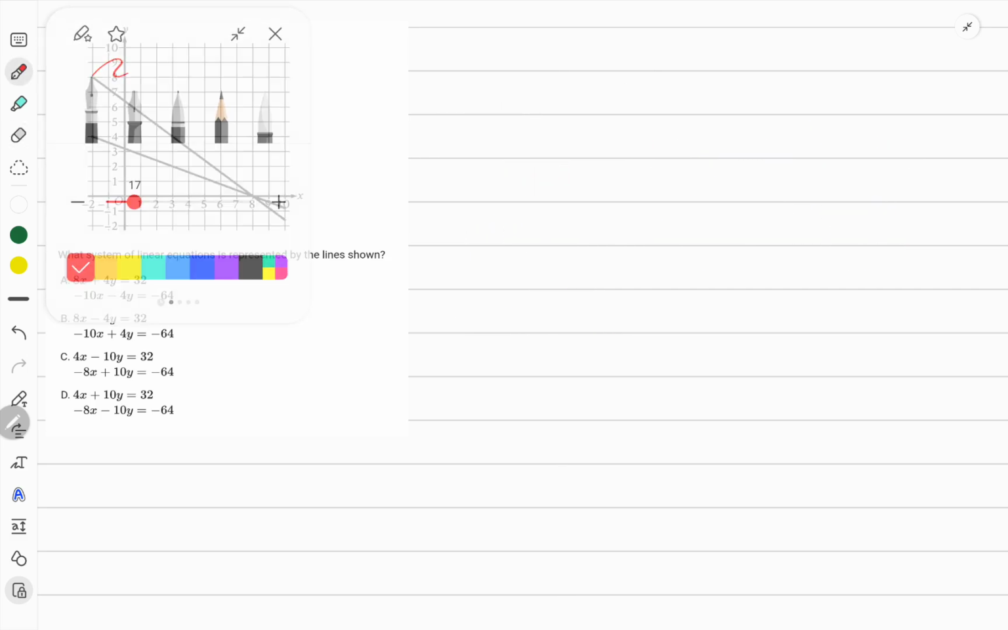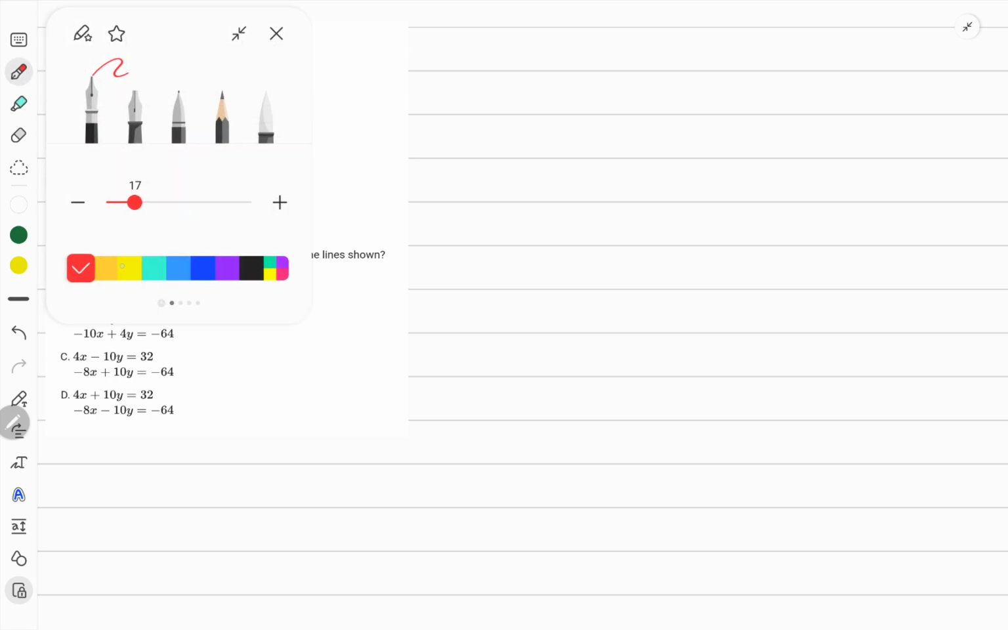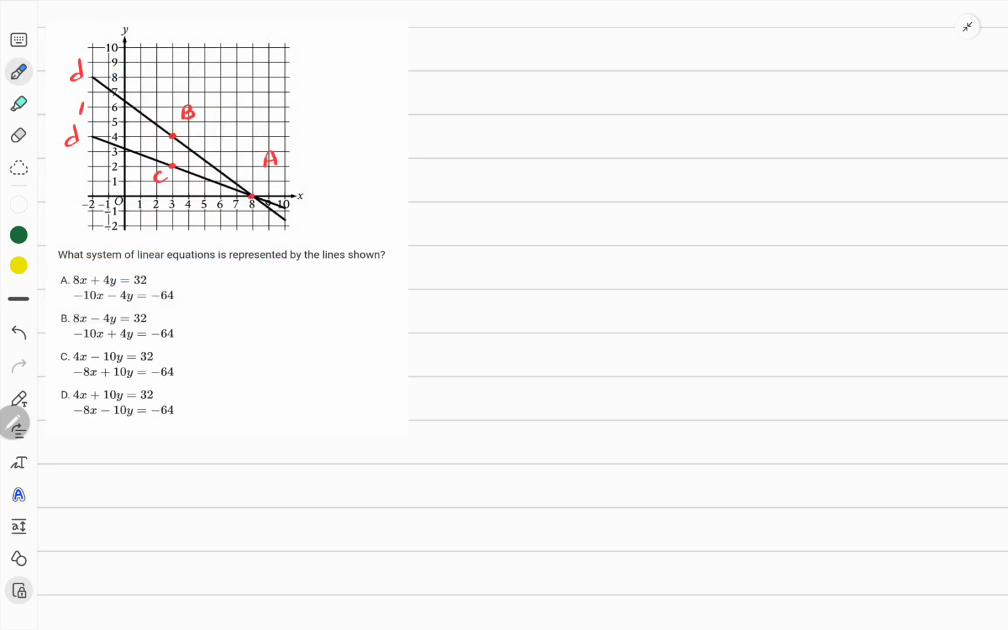Let's call these two lines D and D prime, and we need 2 points on line D. The first one can be here. Let's call this A, and another safe point is B. And for line D prime, we already have A, and another point can be here, C. And write the coordinates of point A, which is 8 and 0. Point B is 3 and 4.